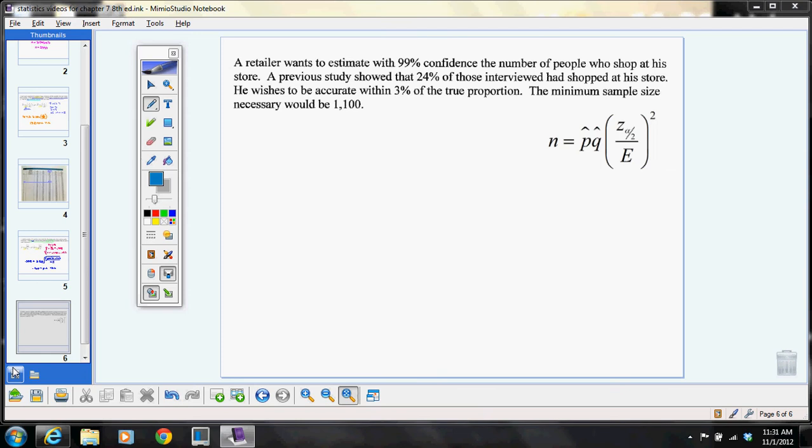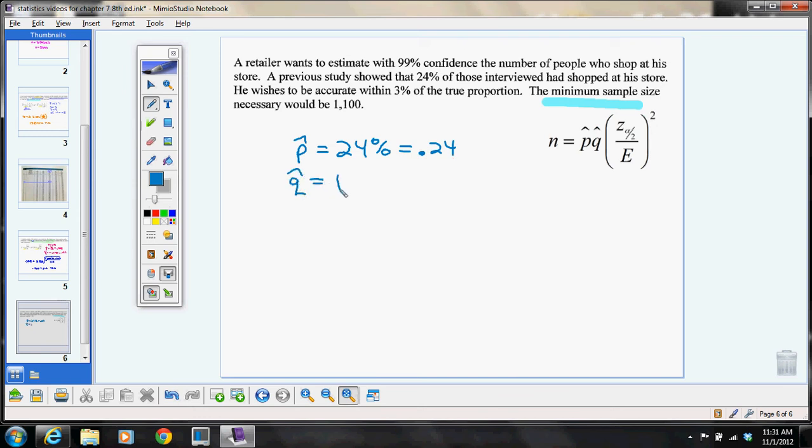Now it tells us right here we are looking for minimum sample size. Okay, and we want to know the minimum sample size. And this is a p hat and q hat problem because it tells us the study showed that 24% interviewed had shopped at his store. That means they are giving us the p hat as a percentage, and we have to change it to a decimal. So that would be 0.24. We're also going to need q hat for this. So remember, q hat is 1 minus p hat. For that one, you end up with 0.76.